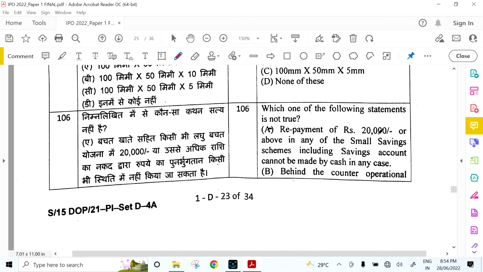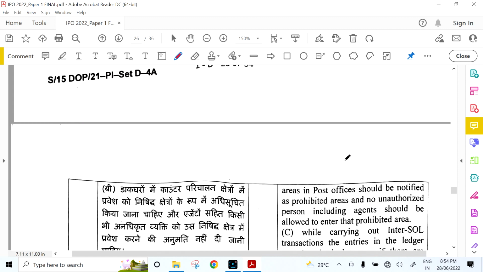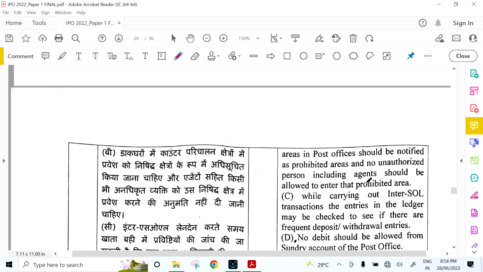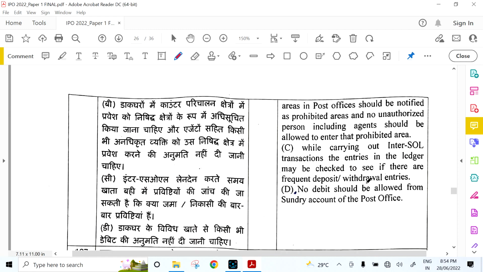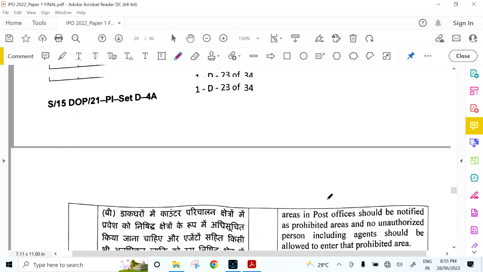105. Which of the following statements is not true? Repayment of 20,000 or above in any small savings schemes including savings account cannot be made by cash in any case. Behind the counter operational area in post offices should be notified as prohibited areas and no other unauthorized person including agent should be allowed to enter the prohibited area. While carrying out inter-sold transactions, the entries in the ledger may be checked to see if there are frequent deposit withdrawal entries. No debit should be allowed from sundry account of the post office.